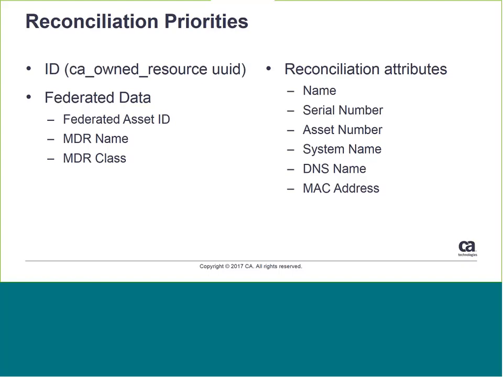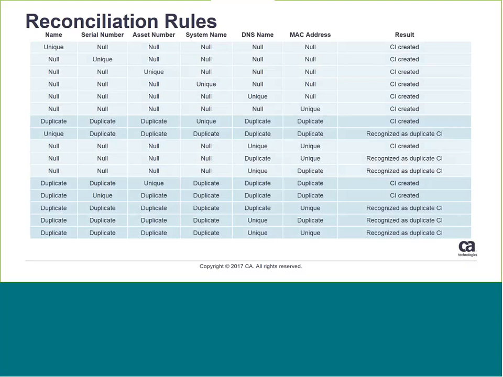Finally, there's the reconciliation attributes. These are kind of like, if all else fails, we can fall back on certain attributes of the CIs, the incoming CIs themselves. Service Desk uses a very simple set of rules for what should happen when a CI is coming in where one or more attributes of that transaction match an existing CI in the CMDB. So, for example, say third from the bottom is a good example, where we have duplicate name and serial number and asset number and everything, but a new, unique MAC address is in the incoming CI transaction.